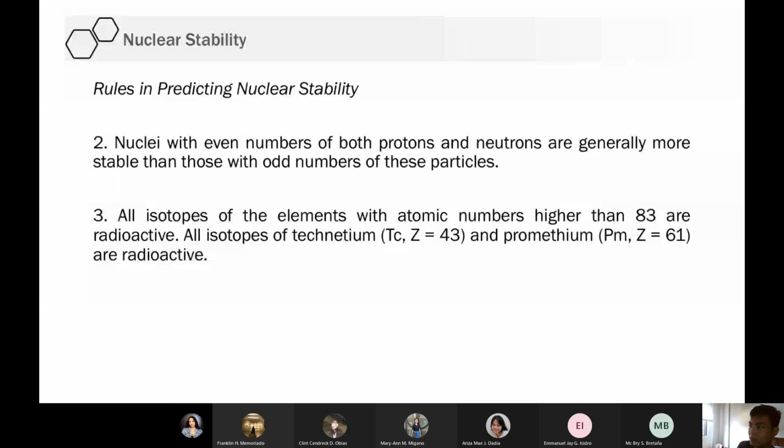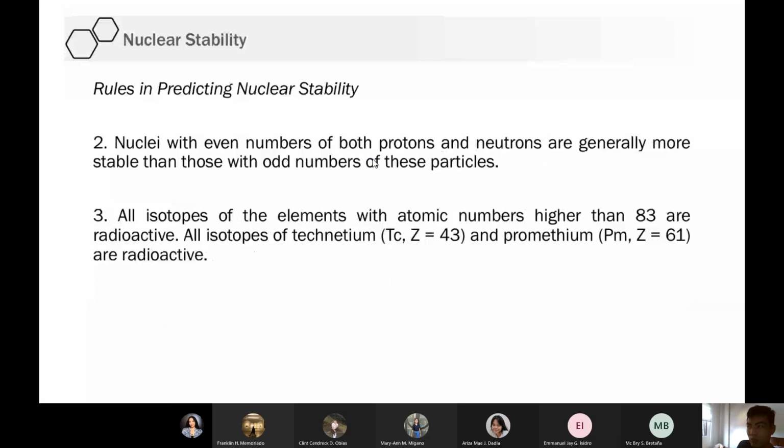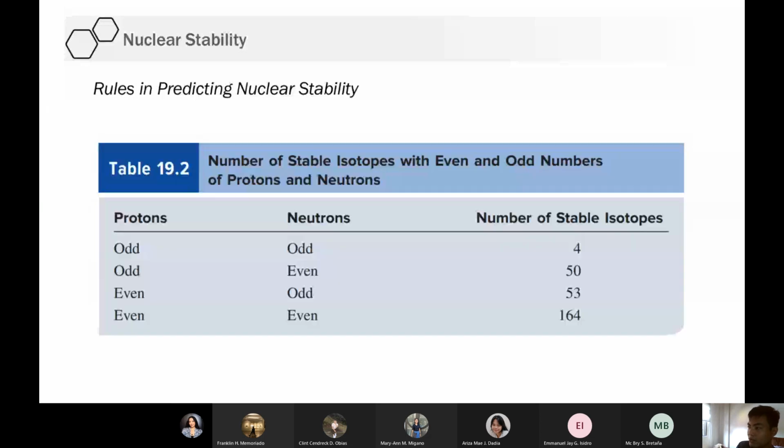Okay? So again, ito yung mga rules in predicting nuclear stability. Take note of the exceptions, but may exceptions kasi nga, medyo hindi pa nila nakikita yung bigger picture. Okay? So ito yung summary natin, the rules in predicting nuclear stability. If you have the magic numbers 2, 8, 20, 50, 82, 126, yan ay stable. Okay? If ang protons, neutrons ay even, they are more stable than those who do not have those. Number 3, any elements greater than 83, greater than bismuth, is radioactive. And isotopes of technetium and promethium are radioactive despite na sila ay less than 83. Okay? So, pakit-note na lang yan. Ito yung mga observations nila.